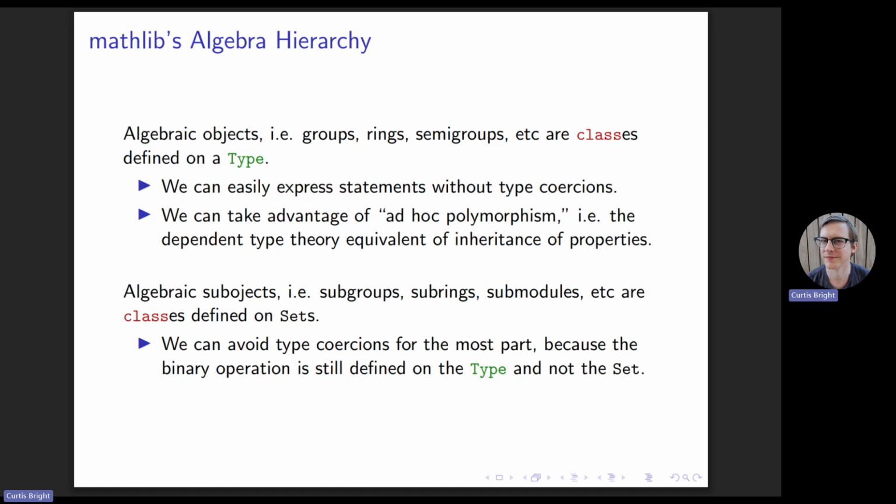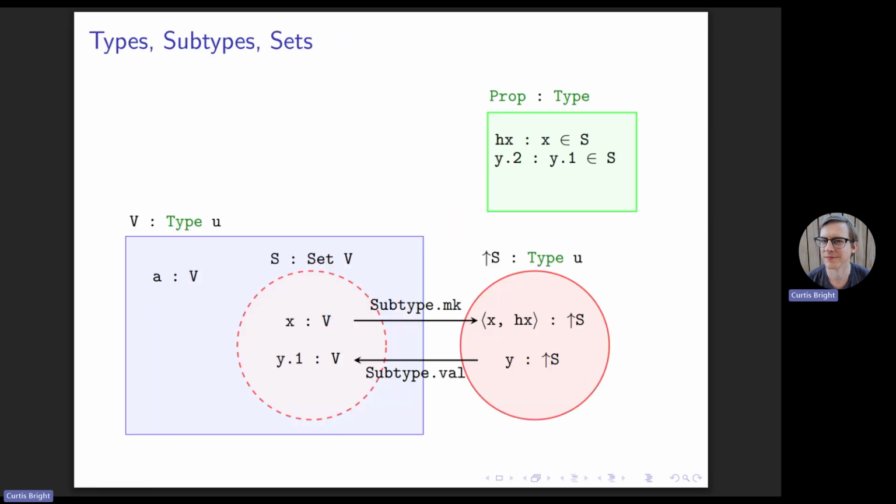Now we want to talk about algebraic sub-objects. So subgroups, subrings, submodules, etc. In Lean, the sub-objects are defined on sets. The reason for this is that type coercions, so moving between types, always come with an additional proposition that the element will belong to the type, essentially. So in this case, if S is being converted into a type, we have the proposition that the element belongs to the set.